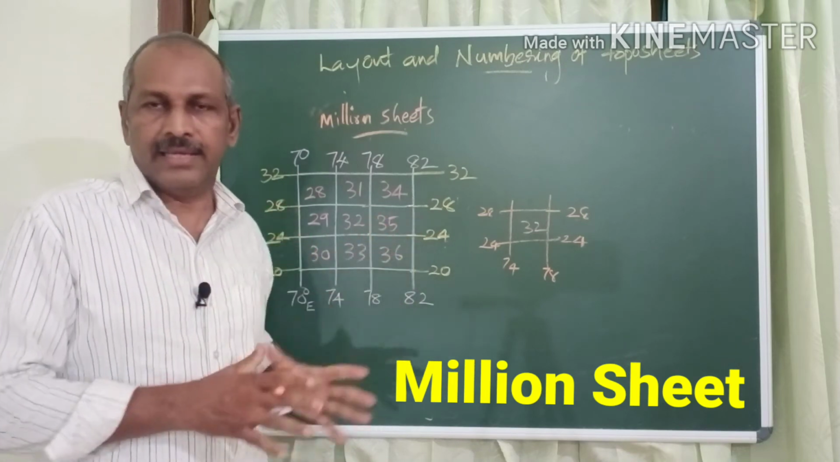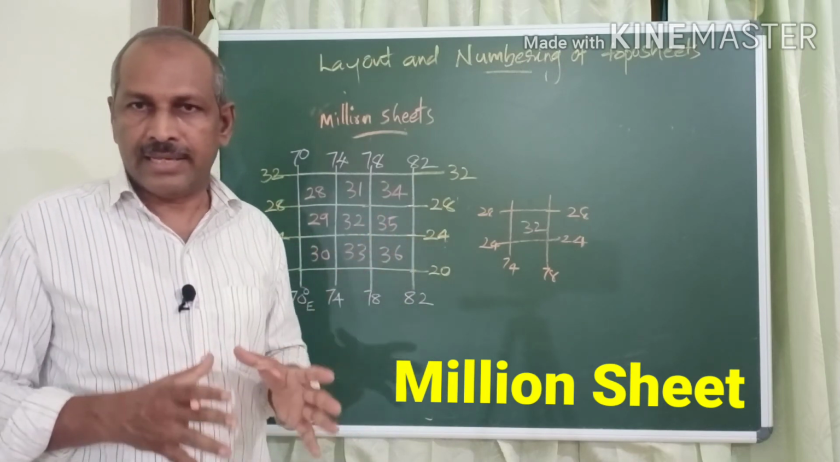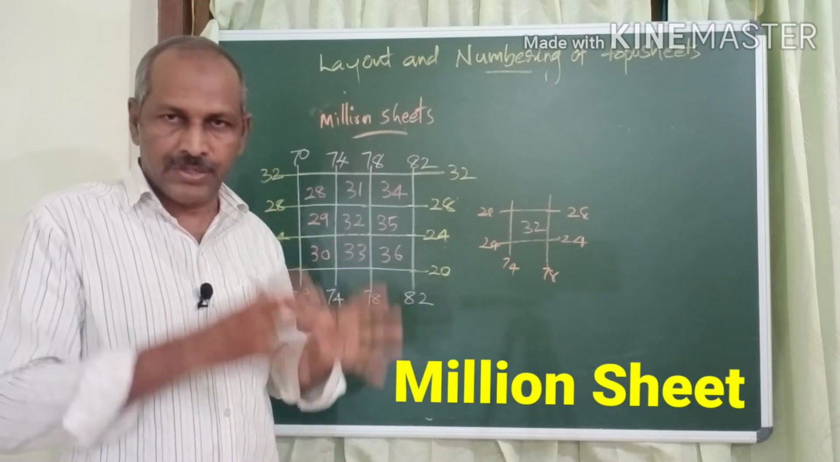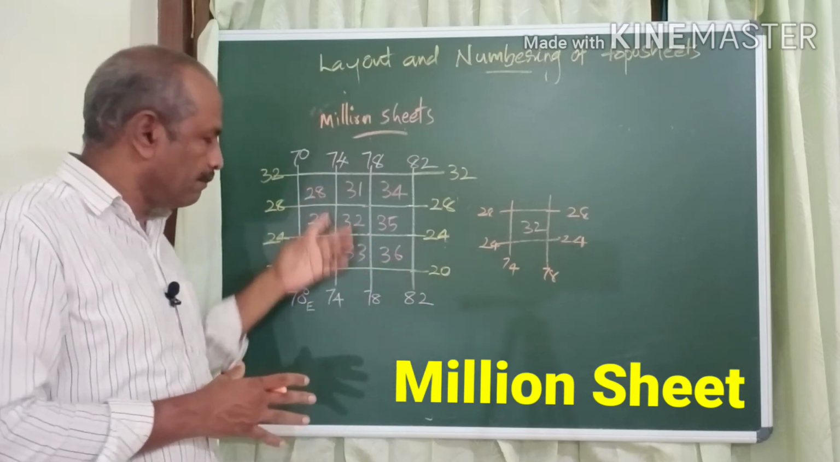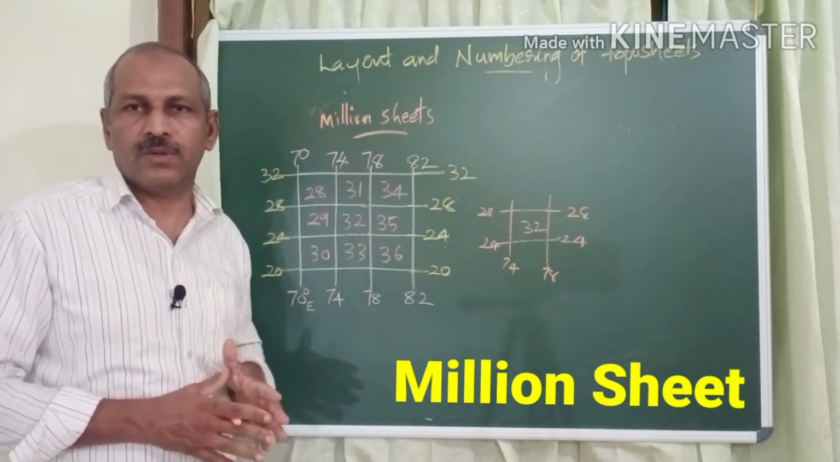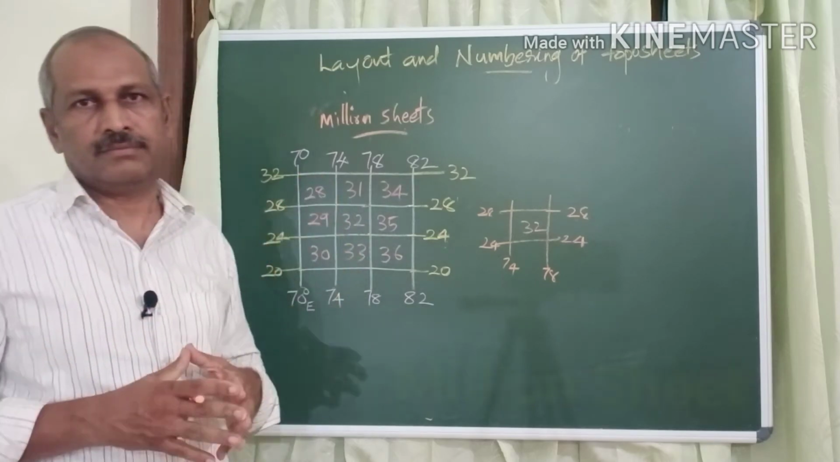And here the scale is 1:10 lakh, so it is called a million sheet, and it is given a number like this, and this number is called an index number.